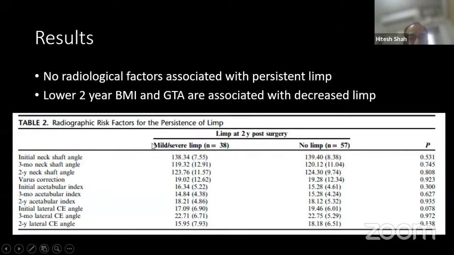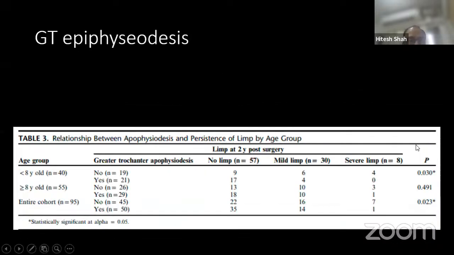When we analyzed all the radiological factors, the next angle, C angle, articular-trochanteric distance, none of the radiological factors was associated with it. There was no association in the chi-square test and the parametric test. None of the factors was significantly associated with limp. We initially thought that persistent varus or the amount of varus would be associated with the limp.